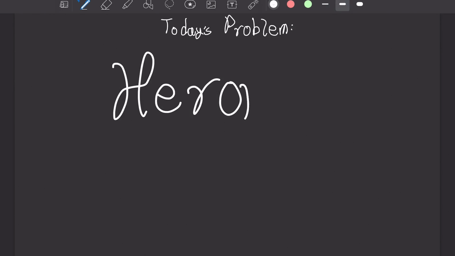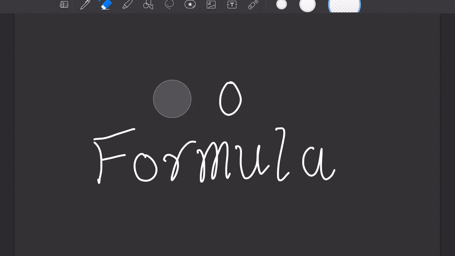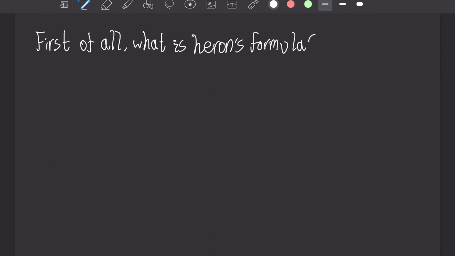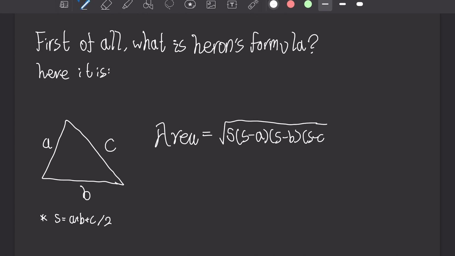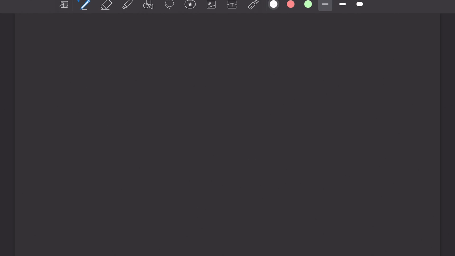Today we're gonna try and prove Heron's formula. Heron's formula states that the area of a triangle with side lengths a, b, and c and semiperimeter s is equal to the square root of s times (s minus a) times (s minus b) times (s minus c). So we're trying to prove that.